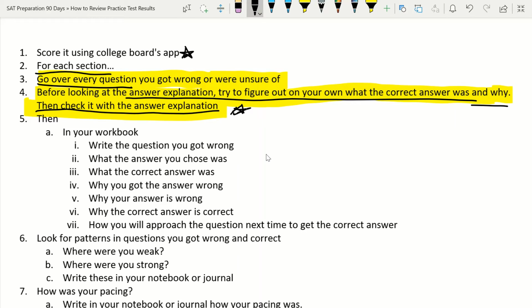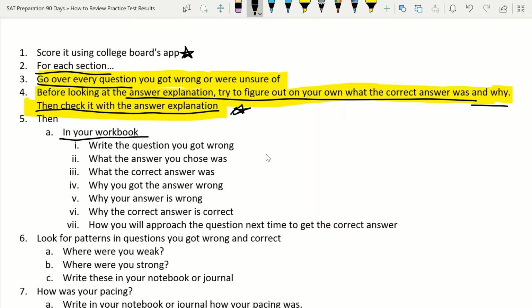So after that, what are we going to do? Well, after that, you're going to take your workbook and you're going to write SAT practice test, and for example, in this case, it's number 5. You're going to write first the question that you got wrong. Second, what the answer that you chose was, so what the wrong answer was. Then after that, you're going to write down what the correct answer was. So at that point, you'd have the question, your wrong answer, and then the correct answer.